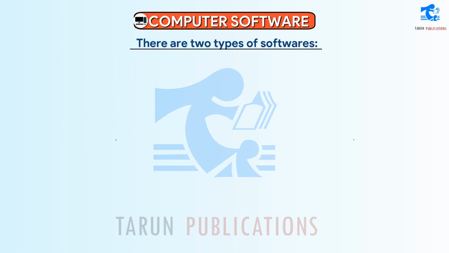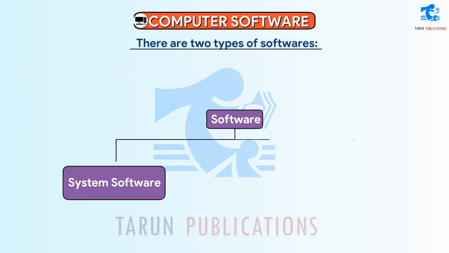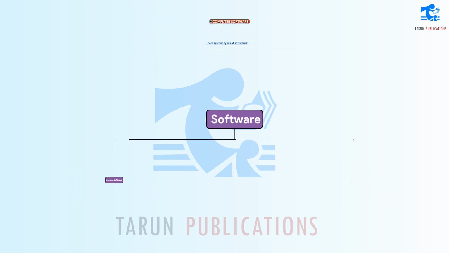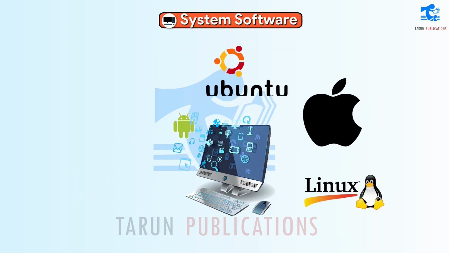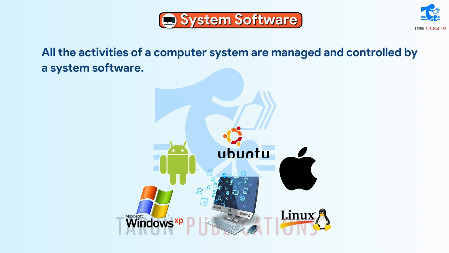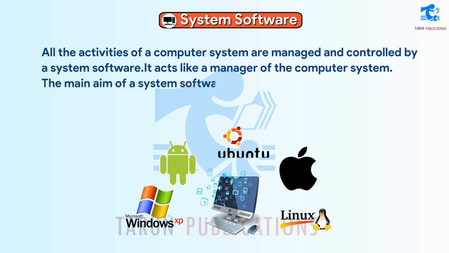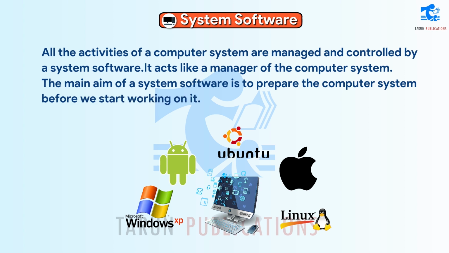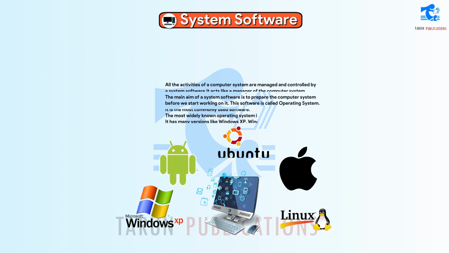There are two types of softwares: system software and application software. System software. All the activities of a computer system are managed and controlled by a system software. It acts like a manager of the computer system. The main aim of a system software is to prepare the computer system before we start working on it. This software is called operating system. It is the most commonly used software.